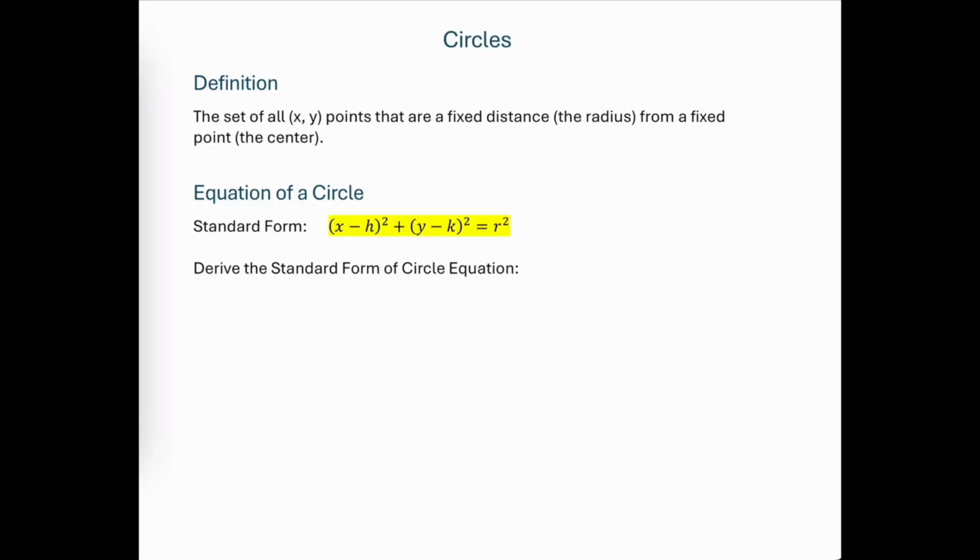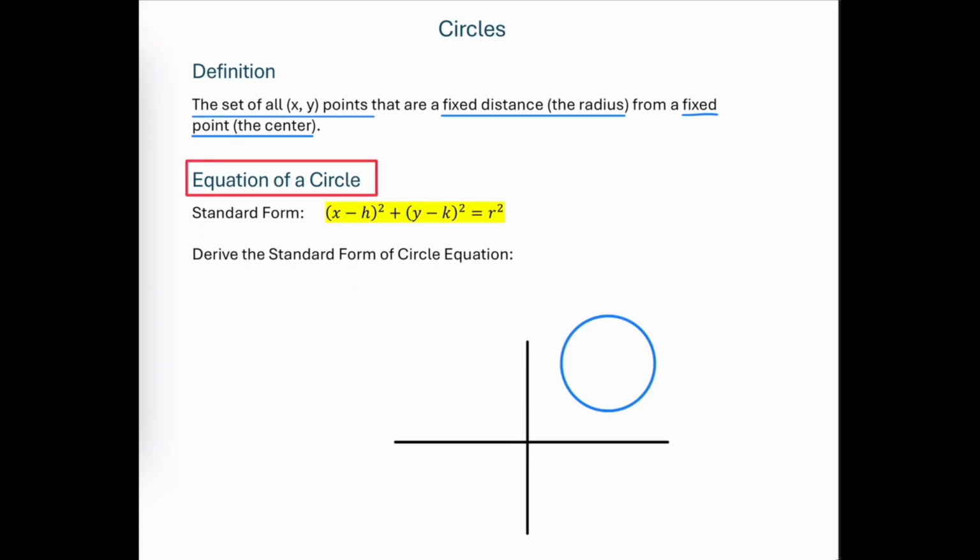The formal definition of a circle is that it's the set of all ordered pairs that are a fixed distance, which we call the radius, from a fixed point that's called the center. In order to derive the standard form of the equation of a circle, let's take a look at this definition from a graphical perspective. So we have a fixed point that we're calling the center of the circle, and it's very common to use the ordered pair (h, k) to represent the center of a geometric figure.